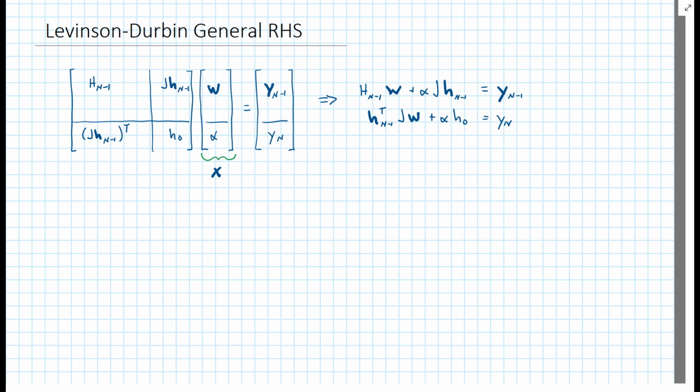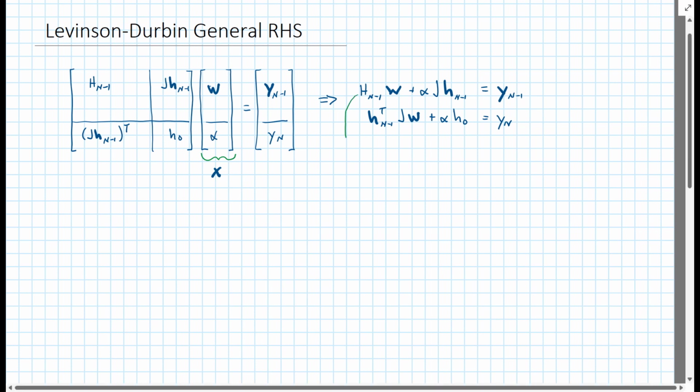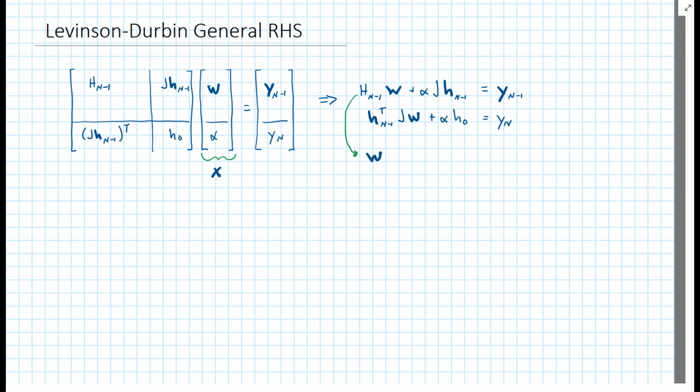Okay, let's proceed as we did before. We'll use that equation to solve for w. And as before, we're just going to assume we have h inverse n minus 1, times, whereas before we had our h, we now have our y n minus 1 minus alpha j h n minus 1.